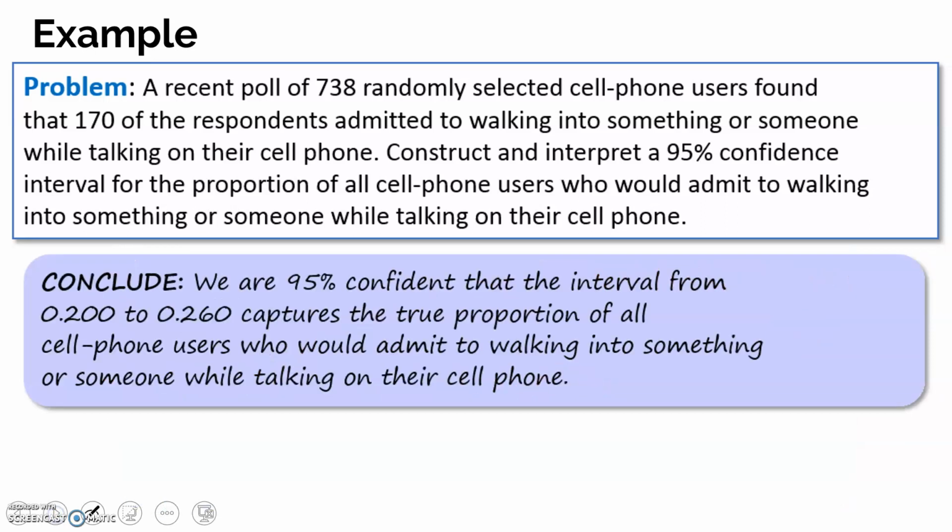All right, last part of the 4-step process is the conclude part. So in conclusion, we are 95% confident that the interval from 0.200 to 0.260 captures the true proportion of all cell phone users who would admit to walking into something or someone while talking on their cell phone.